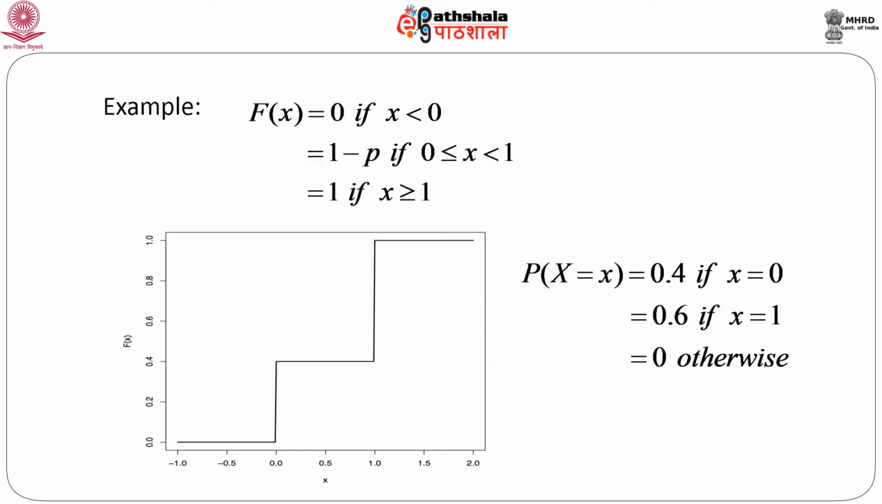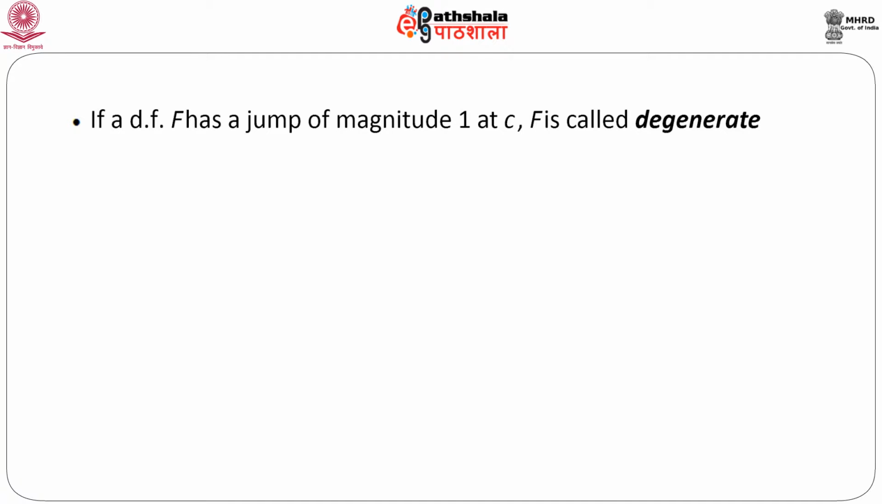So what we observe here is that this distribution function shows a step function, with jumps at certain points. One can think of the possible number of such points where we can observe the jumps. If a distribution function F has a jump of magnitude 1 at only one value, let it be c, then F is called degenerate. That means there is no probability assigned to any value other than c.